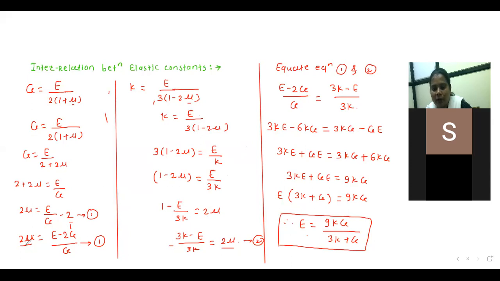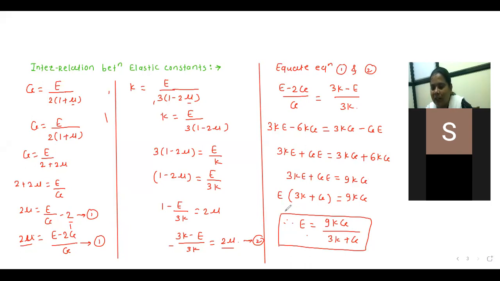So here 2 mu and 2 mu are the same. So we will equate (E - 2G) divided by G and (3K - E) divided by 3K. After equating, you have to rearrange the equation likewise: the KE and GE parts on one side and the KG part on one side. So 3KE + GE is equal to 3KG + 6KG. So 3 + 6, that is 9KG.